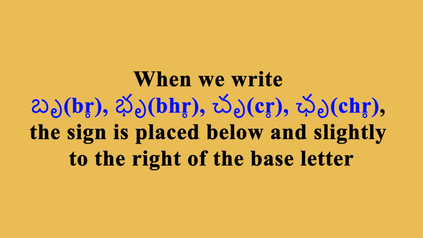However, when it functions as a vowel sign with a consonant, it takes its dependent form. The Vatrasudi, when we write bru, bru, chru or chru, the sign is placed below and slightly to the right of the base letter. Long vowel for the ru: there is a long vowel counterpart used in classical texts for phonetic completeness. Please go through it.